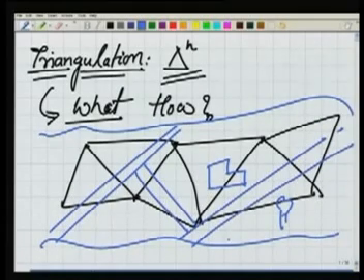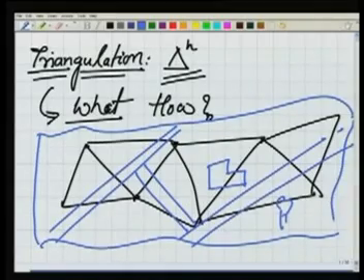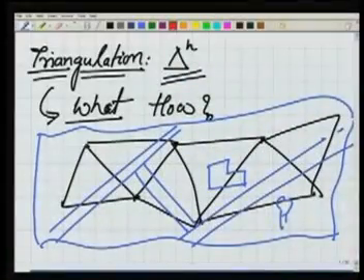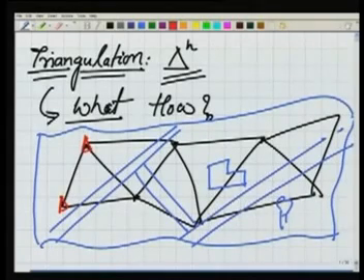Now we want to make a map of this blue area. The blue area is the ground, is the terrain. In order to make a map of this blue area, we do the triangulation. So what is the triangulation? We are covering this entire area by means of these triangles which are shown in black, and the red ones are the triangulation stations.